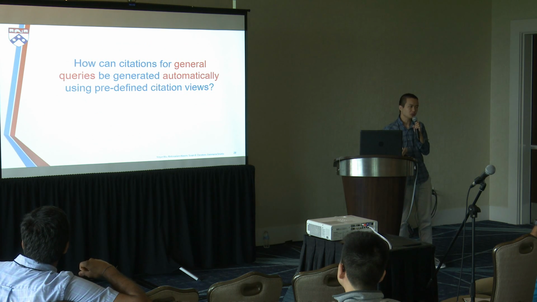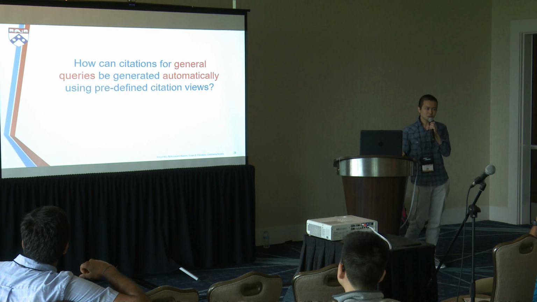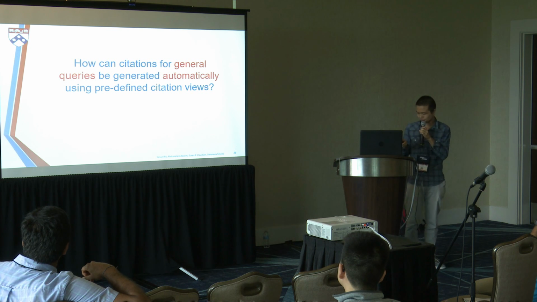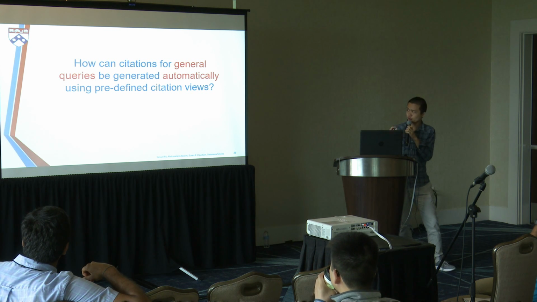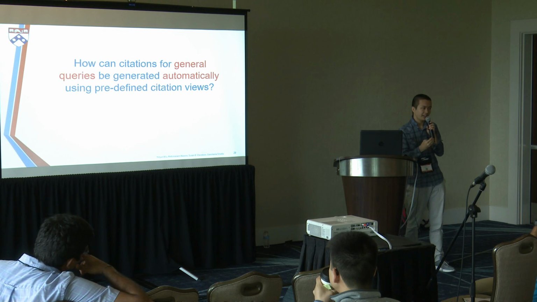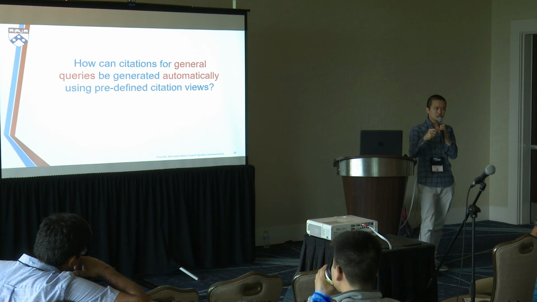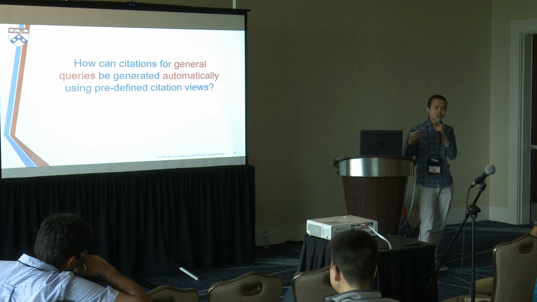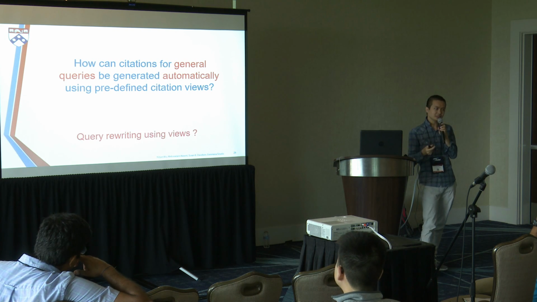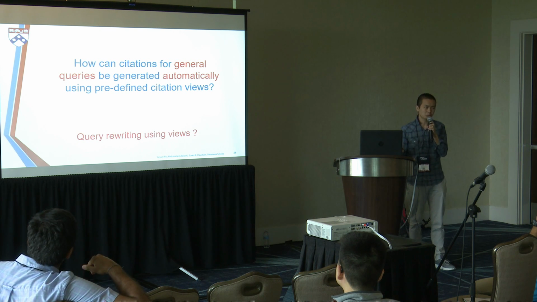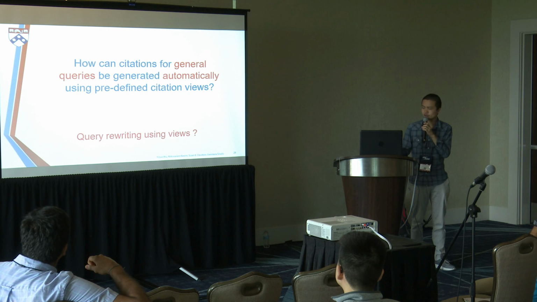Suppose we can define a bunch of citation views here. Here is the question: how can we use the citation information from those citation views to automate the citation generation process for general user queries? One essential step here is to compare the definition of the views and the definition of the query, because we want to make sure that the data mentioned by the view and the data mentioned by the query are related. This sounds very similar to the query rewriting using views problem, right? But in fact, this research problem is different from the query rewriting using views problem.